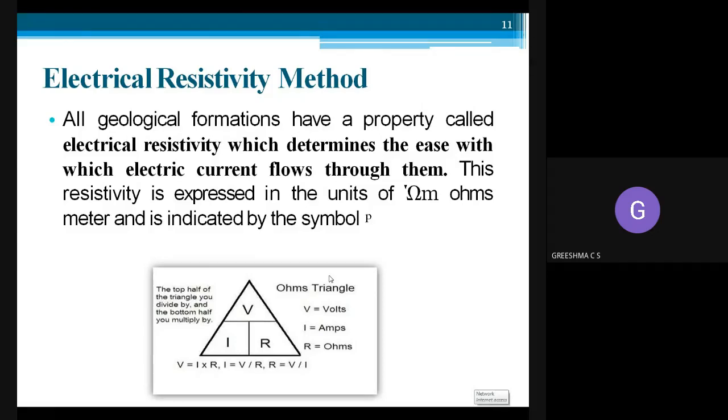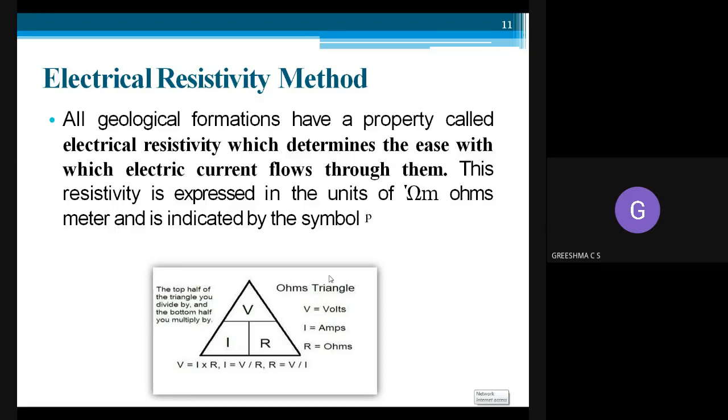So electrical resistivity method means all the geological formations have a property called electrical resistivity, which determines the ease with which electric current flows through it. This resistivity is expressed in ohm meters and is indicated by the symbol P. So what is the electrical resistivity method? All the geological formations have a property called electrical resistivity, that means the flow of the current through it.